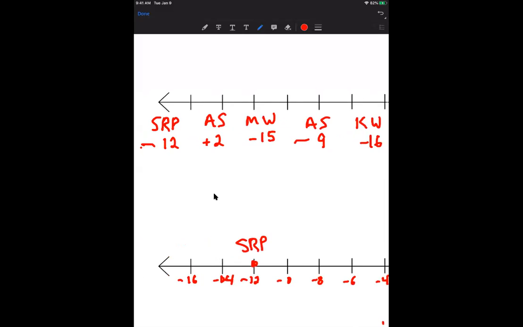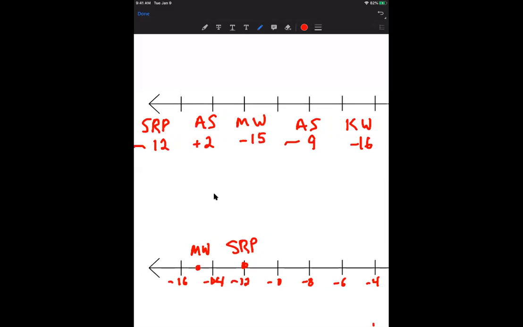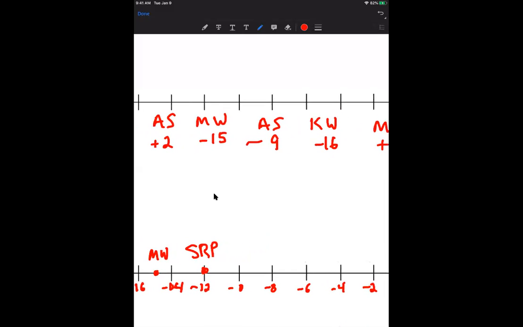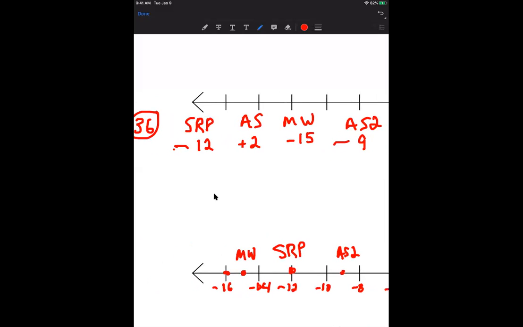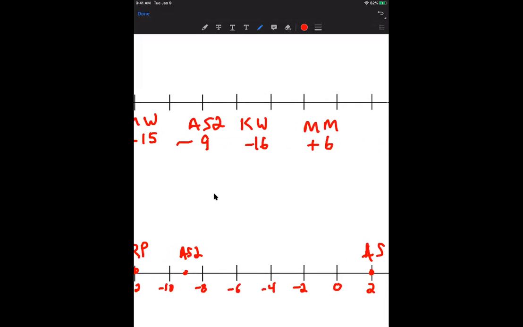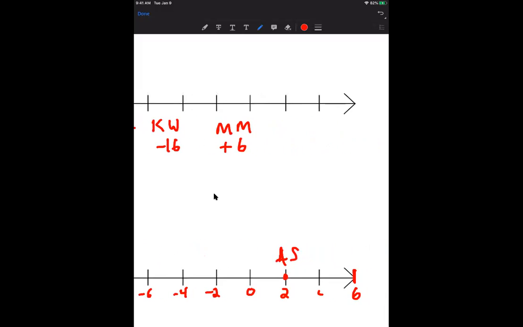MW is negative 15, so that would be between the 14 and 16. We have another AS, so I'll put this one as AS2, and that's going to be a negative 9, so that's going to be between the 8 and the 10. We have KW is going to be negative 16. And then lastly, we have MM, which is a positive 6.